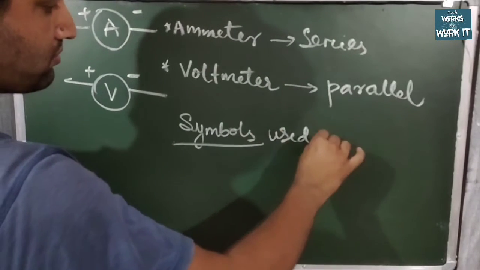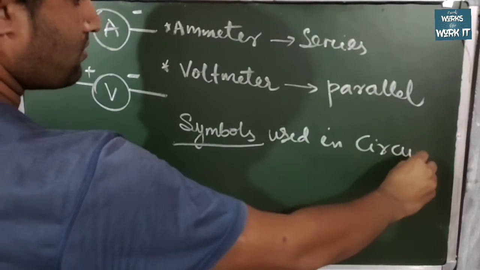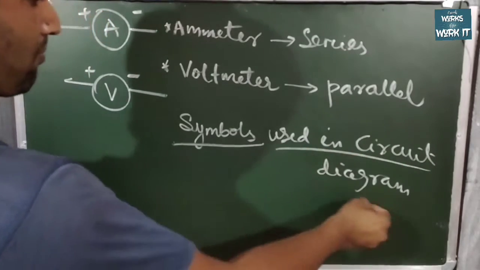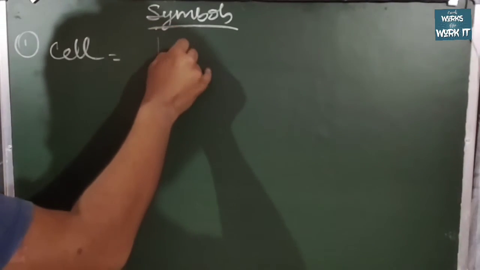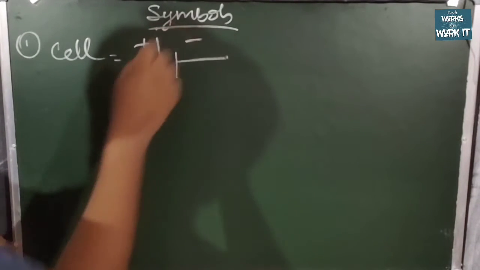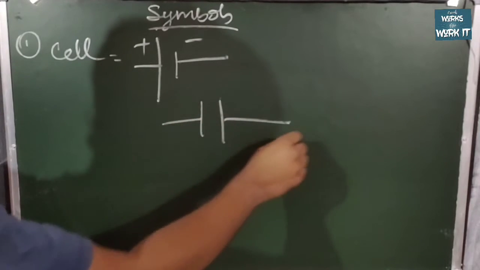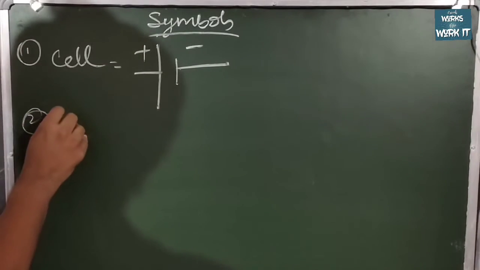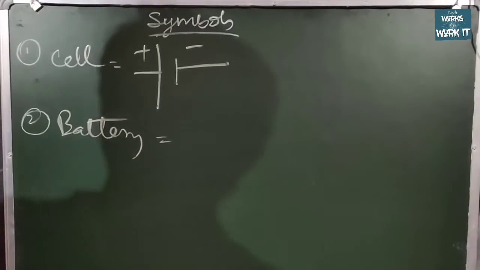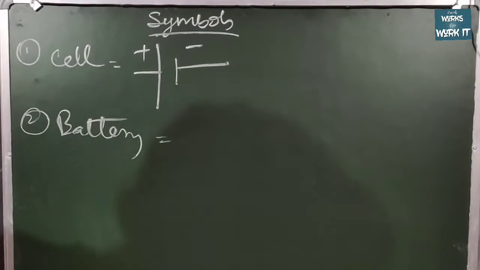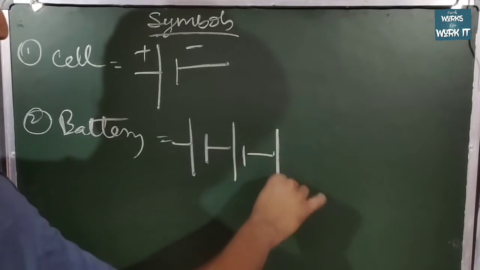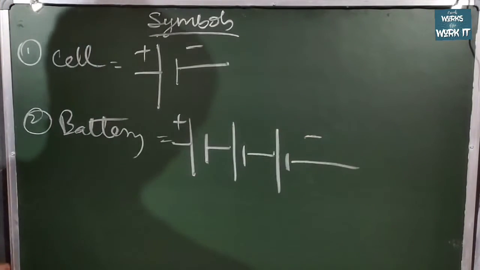So the next one, we will be going over the topic symbols used in circuit diagrams. There are various symbols present in it. The first one is the cell. It has been symbolized as this one, a bigger and a smaller stick. It should not be the same stick, it will be wrong. Next one, if we combine different cells together, it will form a battery. Its symbol will be like this, positive and negative.